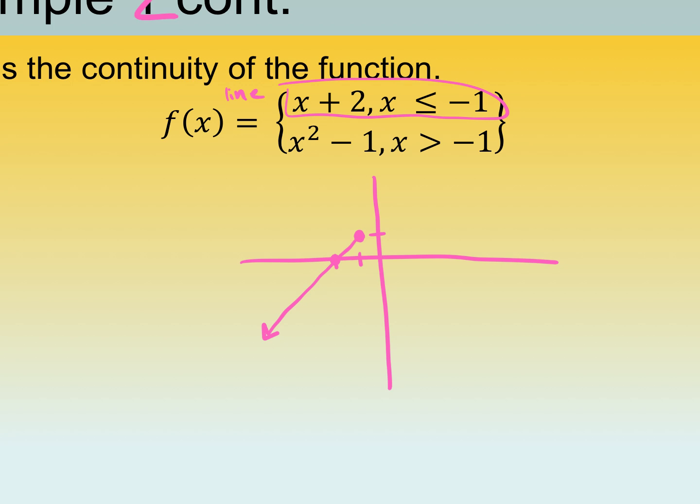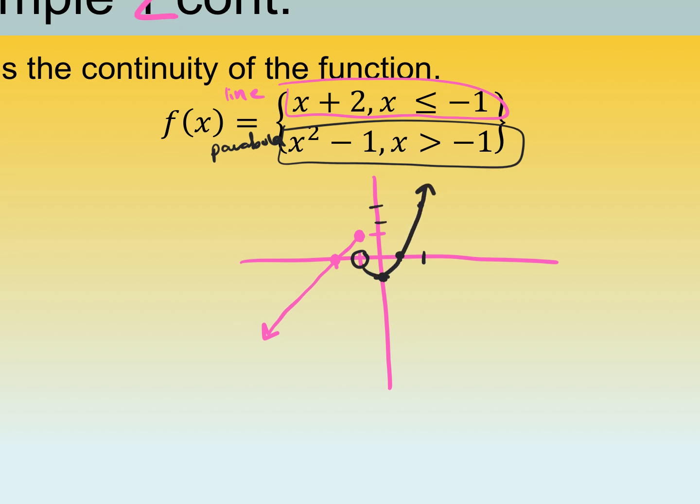For our second piece, what's the shape of our second piece going to be? A parabola, because it's x squared. So if I plugged in -1, I would get 0. So is it an open or closed circle there? Open. What if I plugged in 0, what would we get? -1, so I've got a point there. If I plugged in 1, I would get 0. If I plugged in 2, you get 3. So our parabola looks like this.